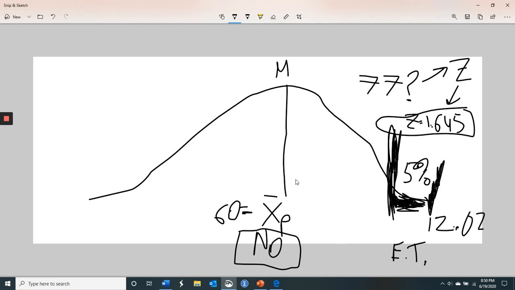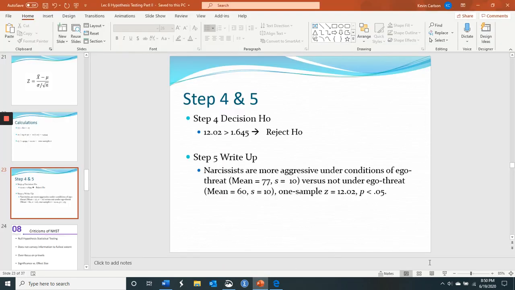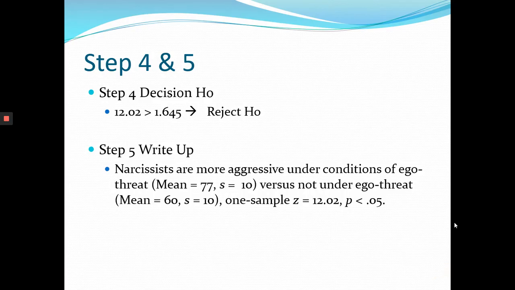Our ego-threatened narcissists were much more aggressive than they needed to be to say that something's going on. That ego threat changed their aggression. We crossed that line. That 12.02 is way over here. So we're way over here. We're farther away from the placebo group than we need to be in aggression. Something's going on. Our ego threat manipulation changed their behavior. So we reject the H0. Then we write it up.